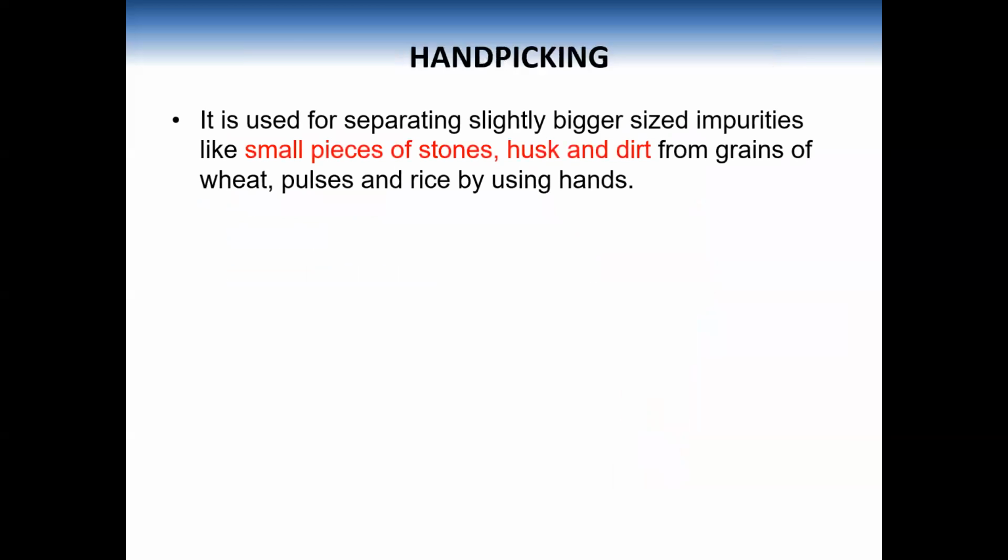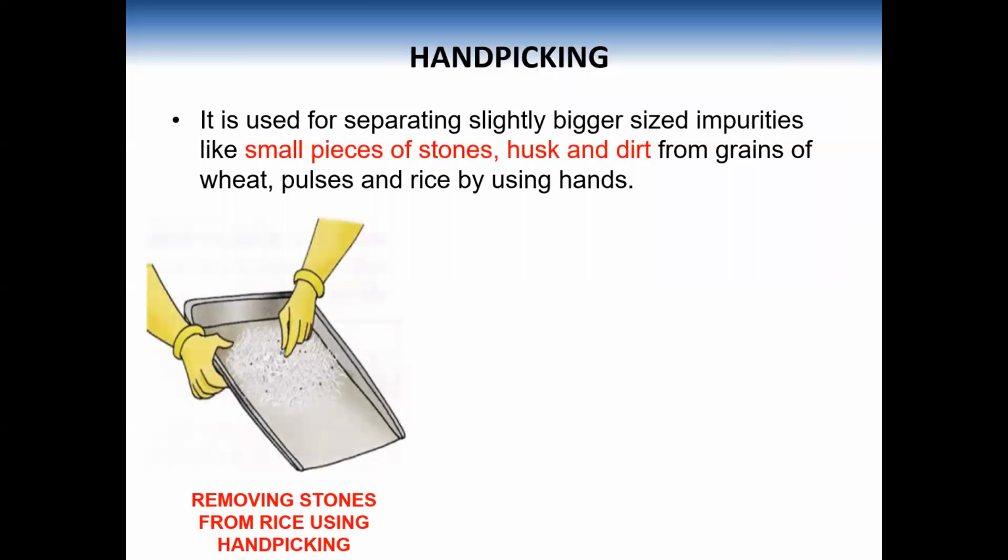The first method of separation is hand picking. From the name itself, you can understand that you are separating a particular component of a mixture by using your hands. It is used for separating slightly bigger size impurities like small pieces of stones, husk, and dirt from grains of wheat, pulses, and rice by using hands. So, this is an example of hand picking in which we are separating stones from rice.